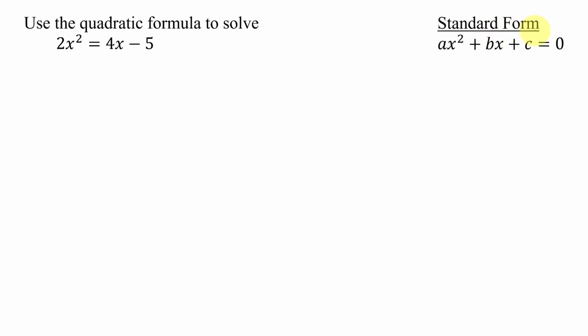What's standard form? That's when we have all terms written in descending order on one side, 0 on the other. Is that what I have in this case? No, I have terms on both sides of the equation. So I'm going to collect all my terms where my squared term is positive. So that's going to require me to subtract 4x and add 5 to both sides of the equation.